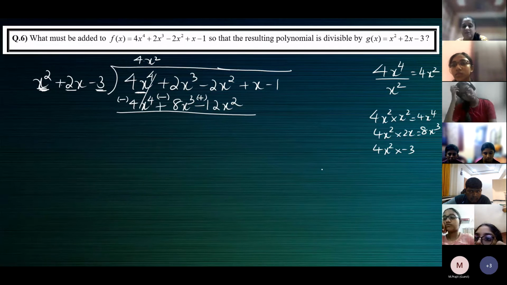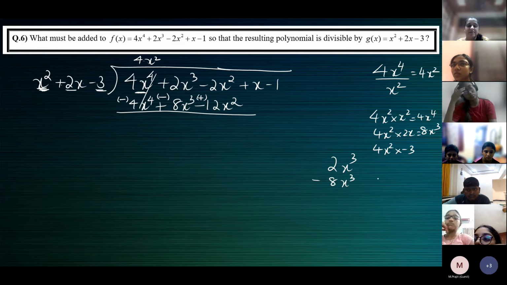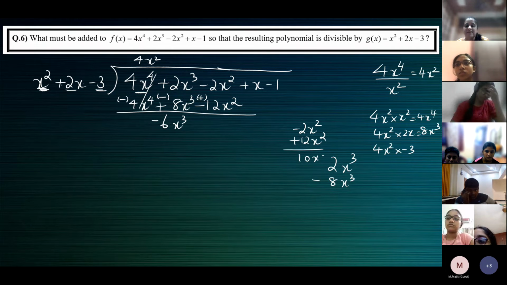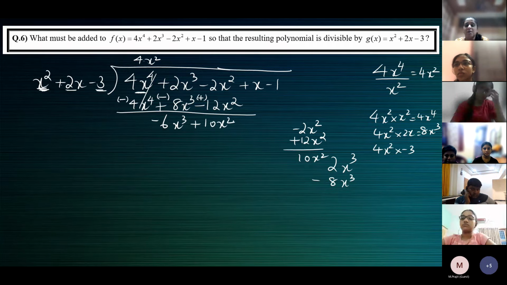Next, 2x cubed minus 8x cubed is minus 6x cubed. Then minus 2x square plus 12x square is plus 10x square. They're like terms, so you can simplify them.